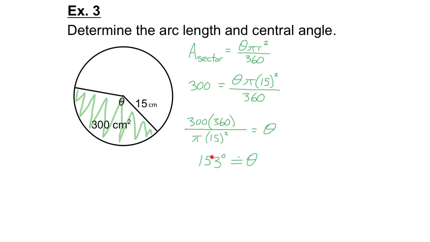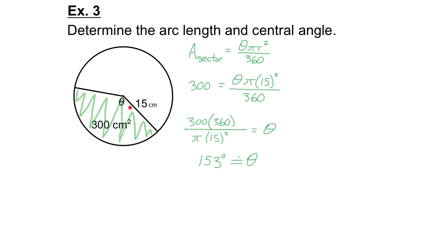If you didn't get this, probably what happened is you just typed this whole thing in your calculator, 300 times 360 divided by pi times 15 squared, and you didn't put any brackets around the numerator or any brackets around the denominator. So just watch out for that. You're probably just missing brackets around the numerator and brackets around the denominator. You should get 153 degrees for theta.